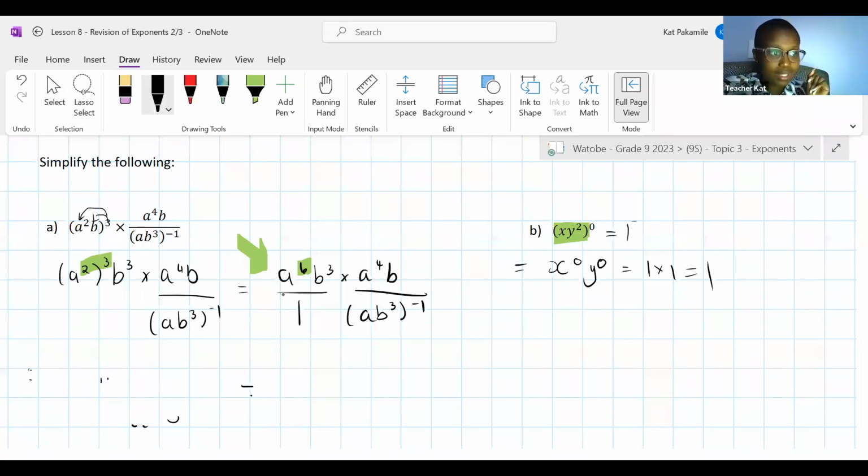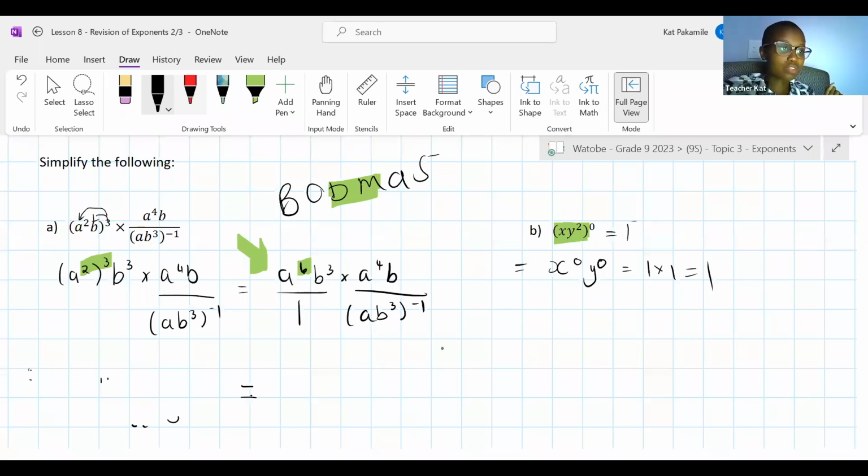In BODMAS, we write it like this. But isn't it true that the order in which you do division and multiplication doesn't matter? So it doesn't matter. You do the one you're comfortable with. So I'm going to first multiply. When you multiply, you add your exponents. So I'm going to have A to the power of 6 plus 4, which is 10, times B to the power of 3 plus 1, which is 4. All over 1 times whatever was at the bottom here, or A, B cubed to the negative 1.